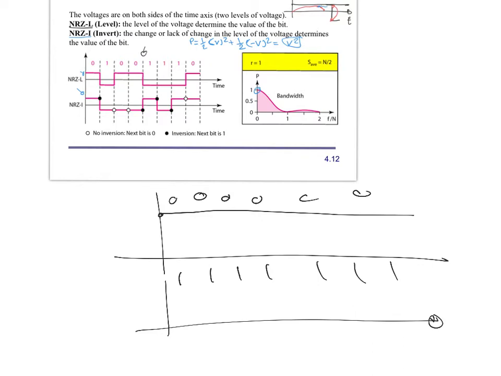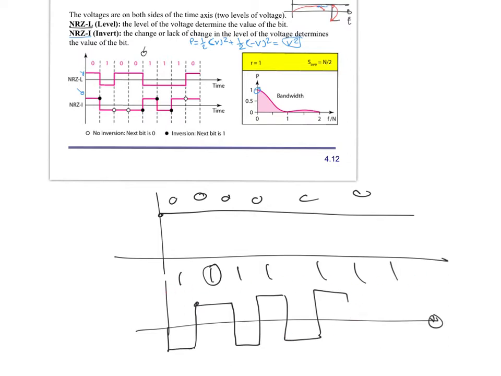For the case of polar non-return to zero L, these ones will create negative voltage all the way, right? However, in the non-return to zero invert, it will start with negative, and then 1 means toggle. Toggle means that you go positive, okay? And then 1, you toggle. Then 1, you toggle, and so on. So in that case, we have introduced more transitions for the case of consecutive ones, and that's actually good.